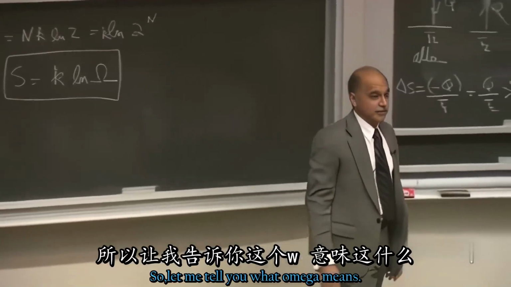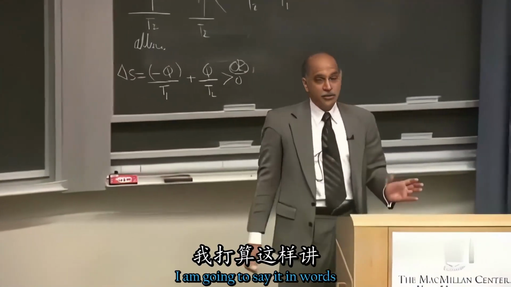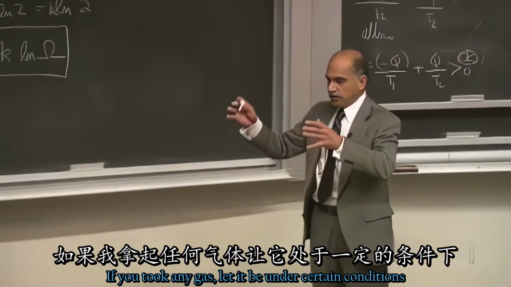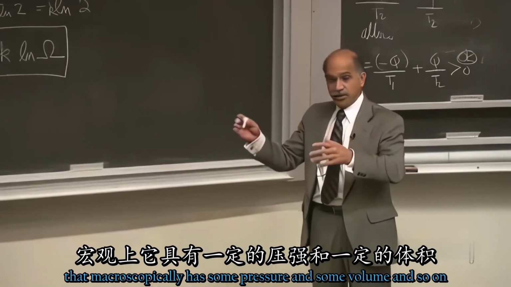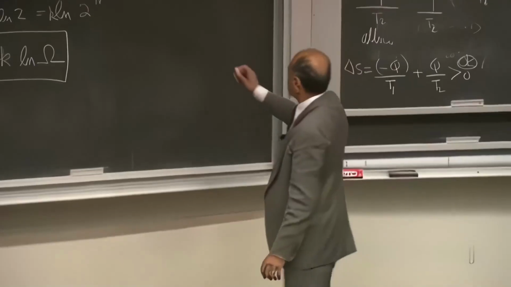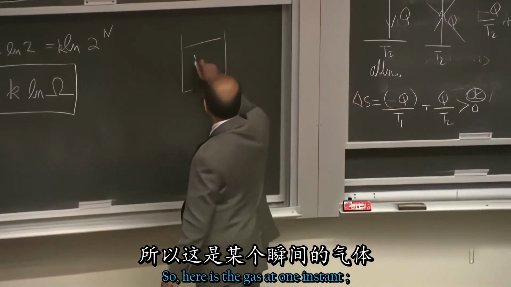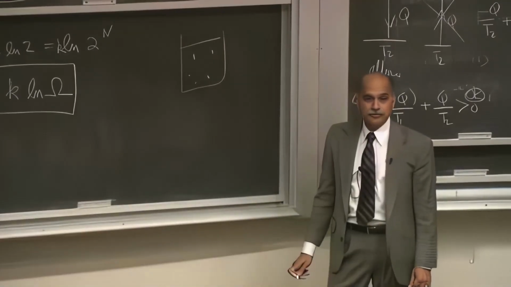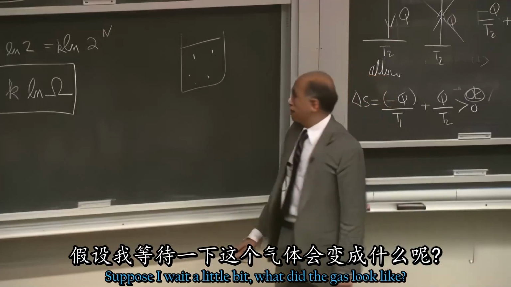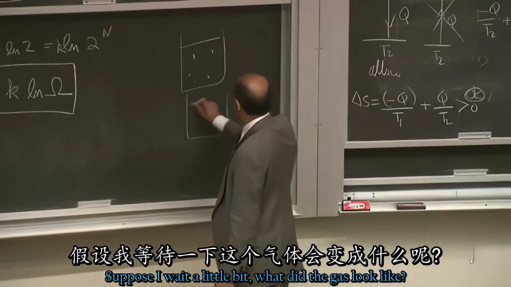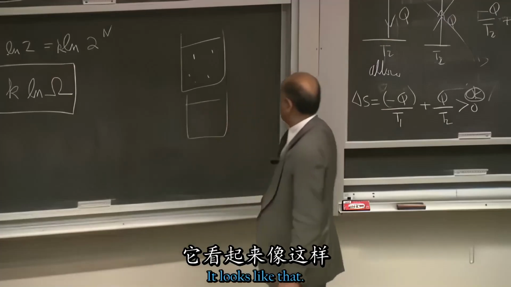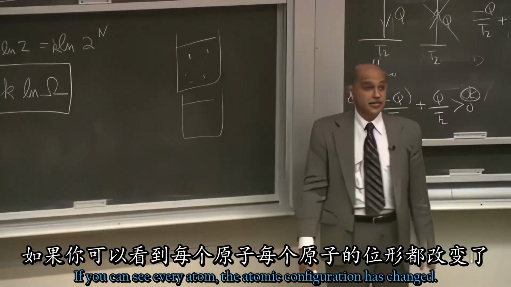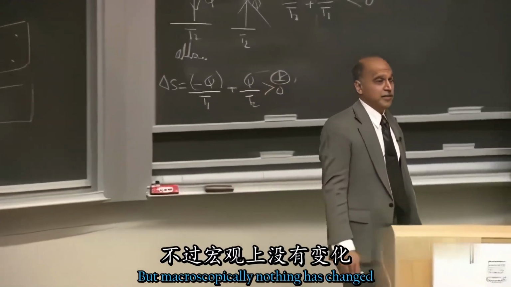So let me tell you what omega means. I'm going to say it in words, then I'm going to apply it to this problem. If you took any gas, under certain conditions that macroscopically have some pressure and some volume and so on. So here is the gas. At one instant, now we believe in atoms. Here are these atoms scattered all over the place. Suppose I wait a little bit. What does the gas look like? It looks like that. If you can see every atom, the atomic configuration has changed. But macroscopically, nothing has changed.